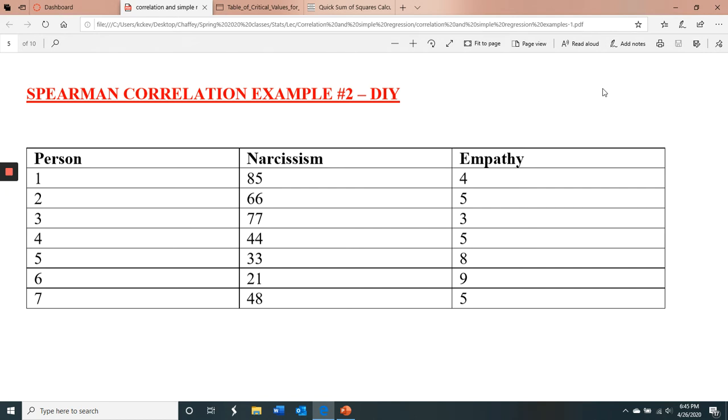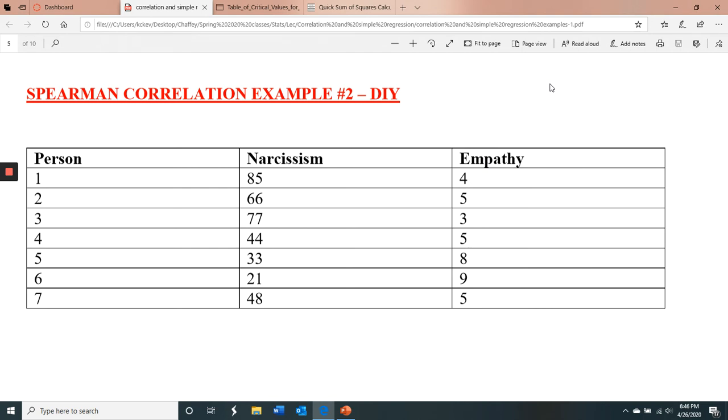If you're not ready to go, just remember your first step is to take each variable and rank the scores within it. So you need to rank people's scores on narcissism, with 1 being the lowest score, and then a rank of 7, because we have 7 people in our sample, being the highest score on narcissism. Then you're going to rank people's scores on empathy, with the lowest score on empathy in the sample as a 1, and the highest score on empathy as a 7. Again, we have 7 people in our study.